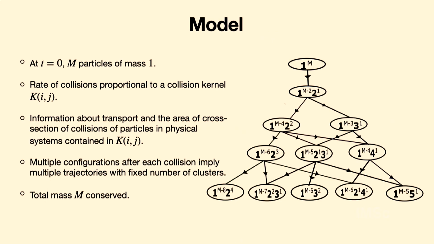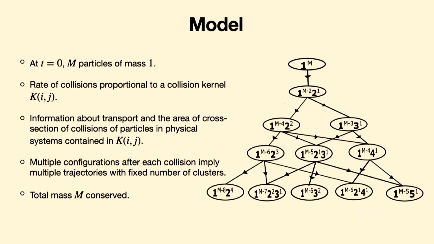Okay, so the model is as follows. We have M particles of mass 1 initially. This is our system, and there are some collisions occurring. After every collision, there are multiple configurations which are possible. In this figure, you can see there are 4 collisions occurring, and after every collision, there are many configurations. Because of this, there are many trajectories.